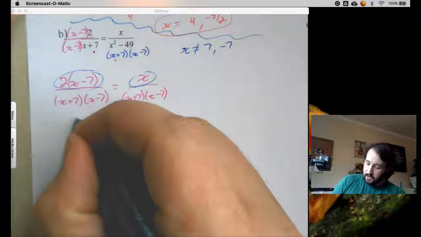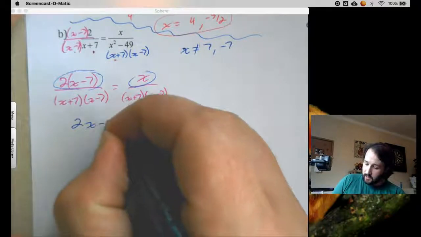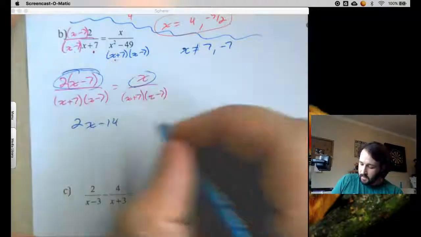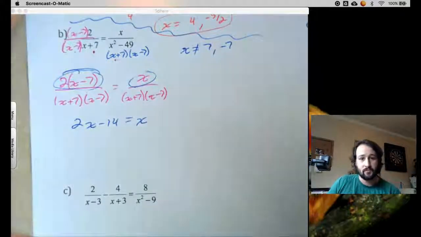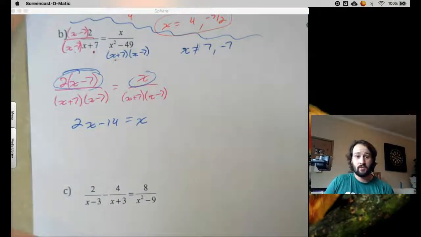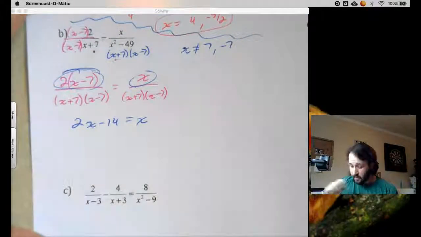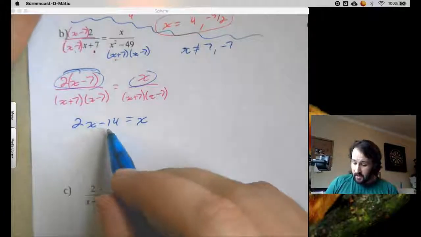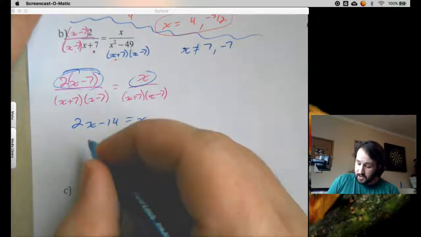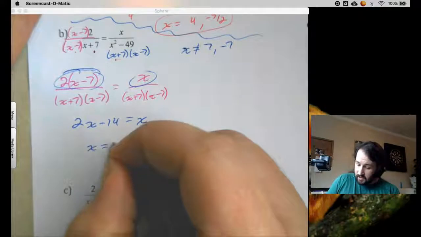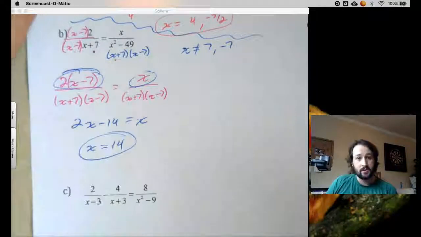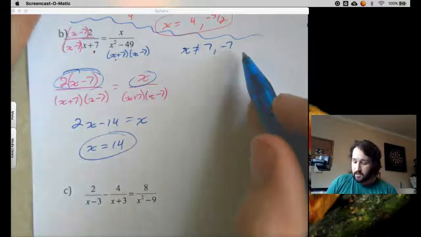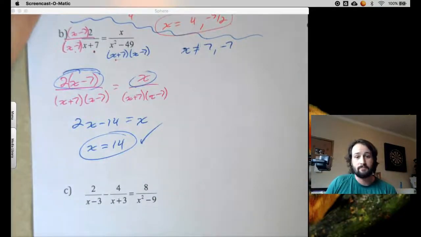So what that allows me to do is I can say then that 2x minus 14, if I distribute the 2, has to equal x for this to be true, which makes it a lot easier to solve. I don't have to use a quadratic formula, anything like that. So now I can say minus the x plus the 14, so that just gives me x equals 14. There's my solution. It's not 7 or negative 7, so I am good to go. I know that's the answer.